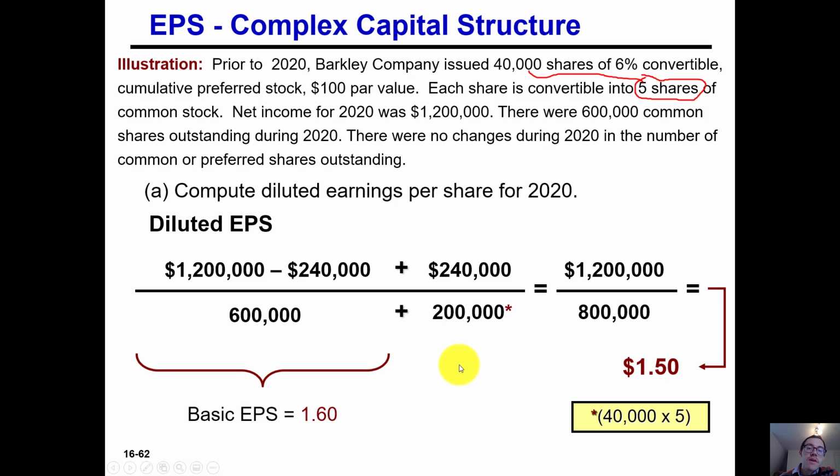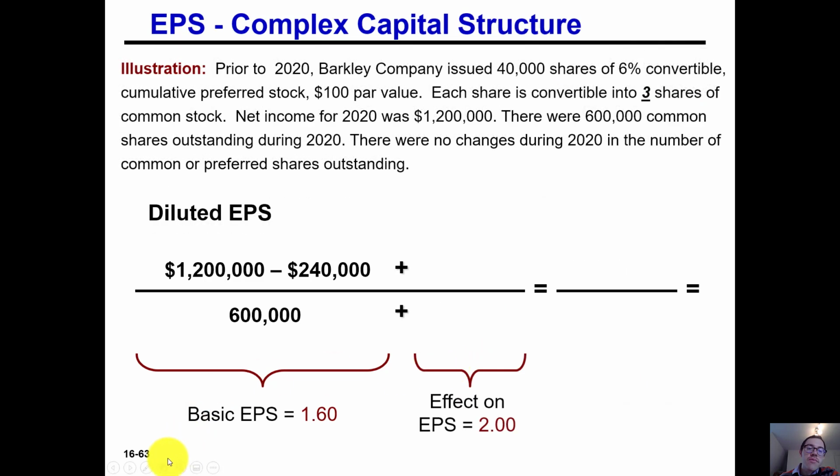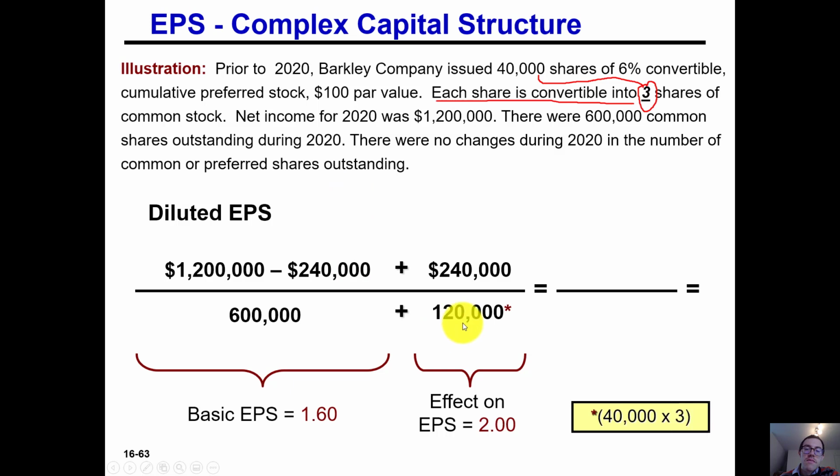Let's switch it up a little bit on the next slide here. Pretty much the same problem, except each share is now convertible into 3 shares of common stock. So these 40,000 shares are not going to become 200,000; they're going to become 120,000. The numerator is the same, but the denominator is just going to be 120,000. Let's see what happens as we compute this. Diluted earnings per share is $1.67.